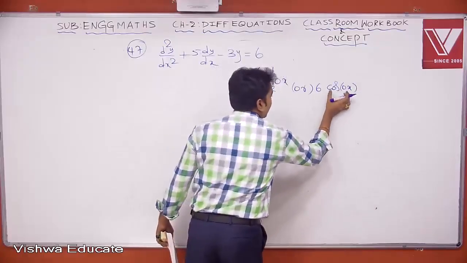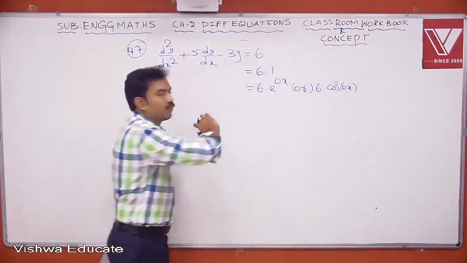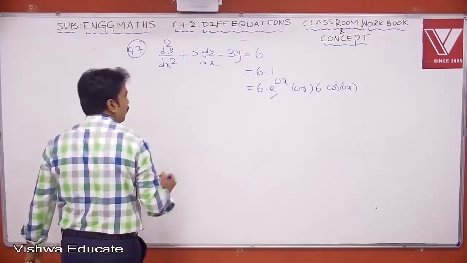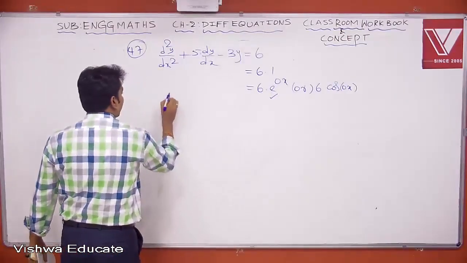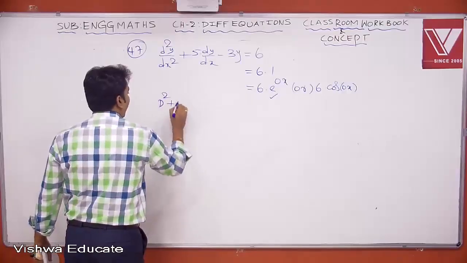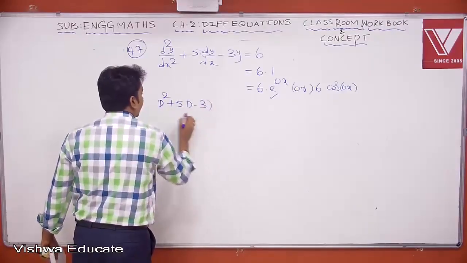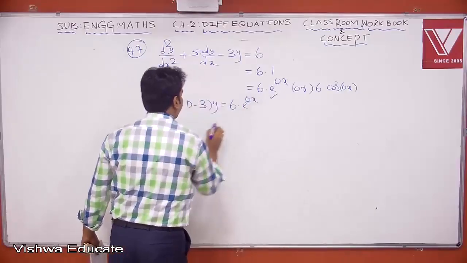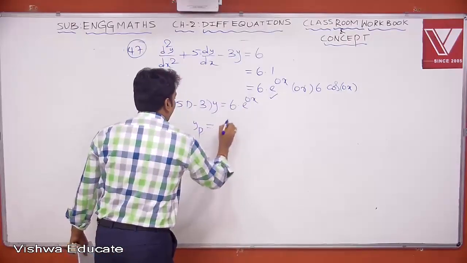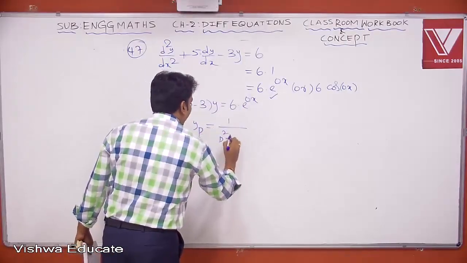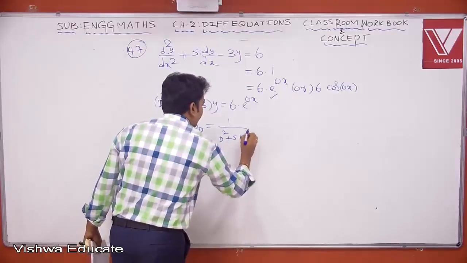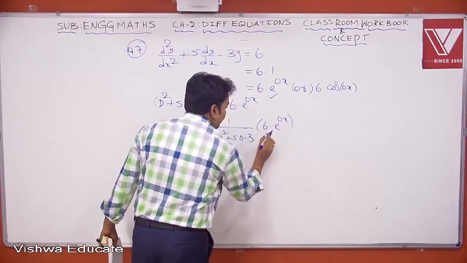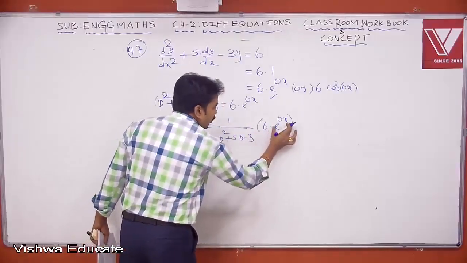Therefore you can apply particular integral for cos or exponential function. Now this is very simple to get the result. We can handle it very easily. Now let us see. Actually this is (D square plus 5D minus 3) of y equal to 6 into e power 0x. So yp equal to 1 by (D square plus 5D minus 3) of 6 into e power 0x. Here it is in the form 1 by f of D of Q of x.